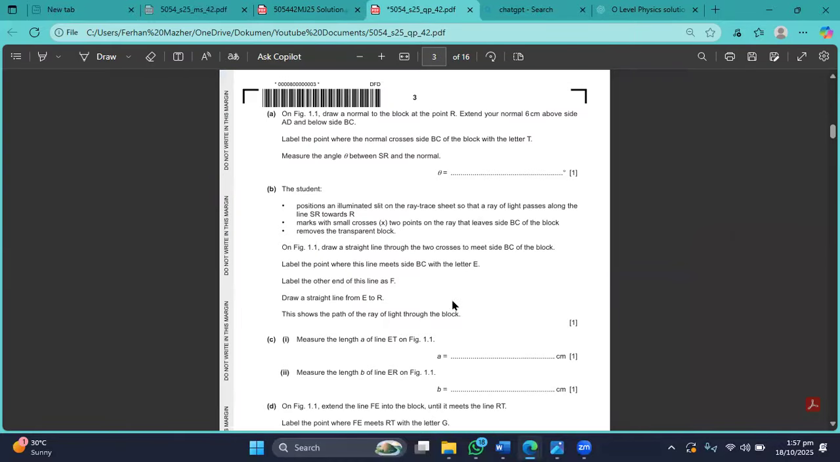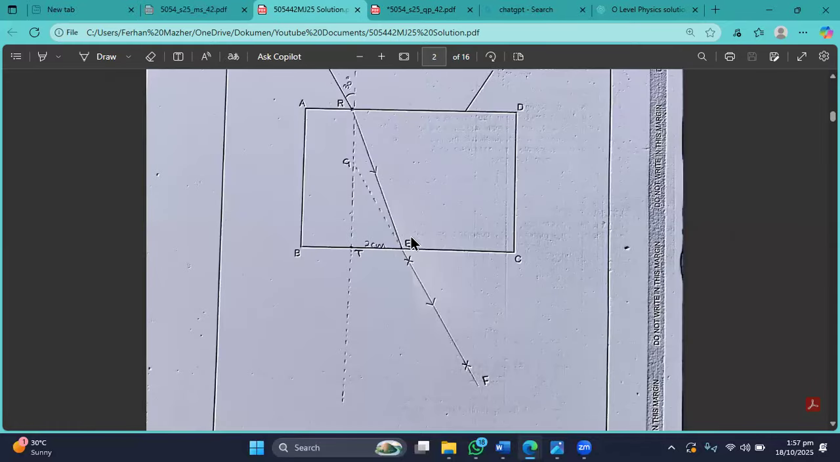Then he says draw a straight line from E to R. This shows the path of the ray of light through the block. Okay, so what we have to do is join this point E with the point R. And when you join it, I have made a continuous line. This is the actual path of the ray inside the glass block.